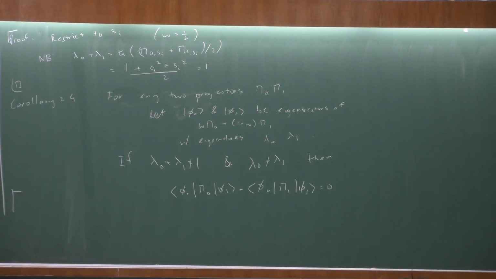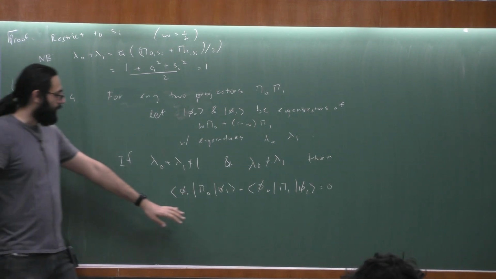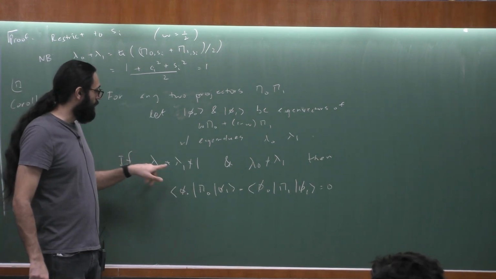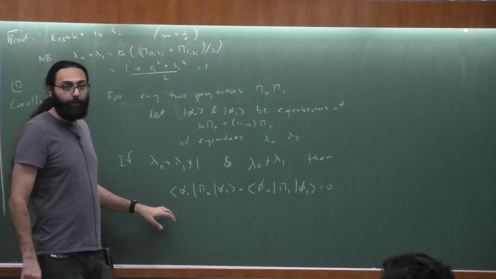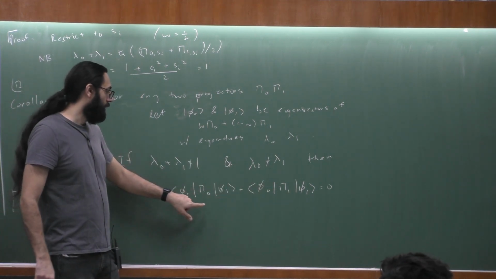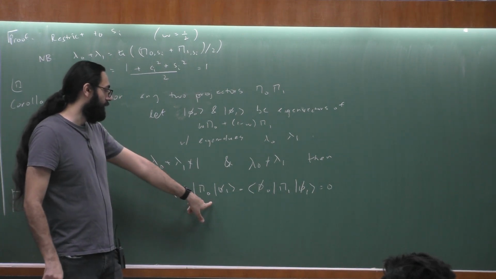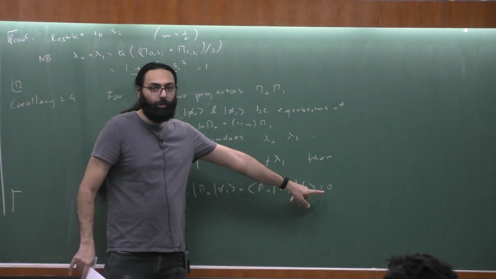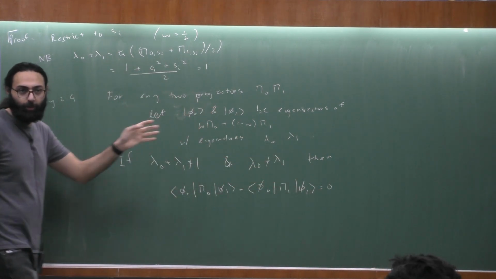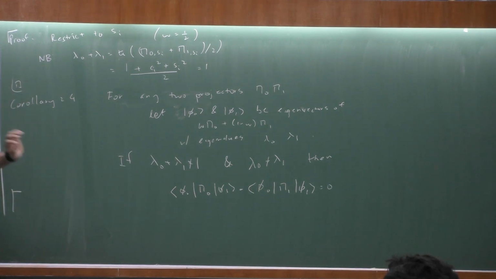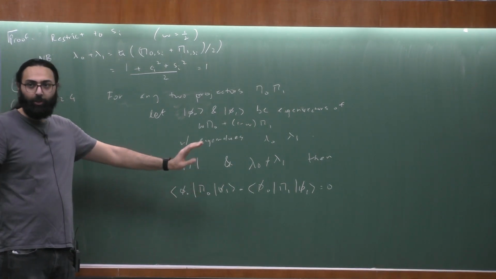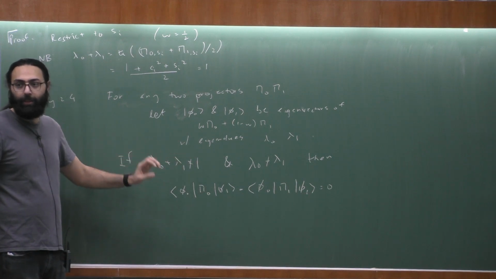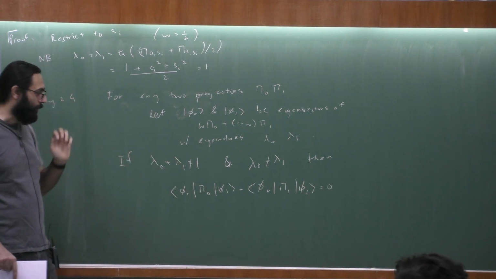So is the statement clear? It's just trying to show that if you somehow know that the eigenvalues are distinct and they don't sum to 1, then the inner product of pi 0 with different vectors is going to disappear. The way we'll use it is that off-diagonal terms are going to disappear when we're doing the analysis. So it's a very useful property to have.